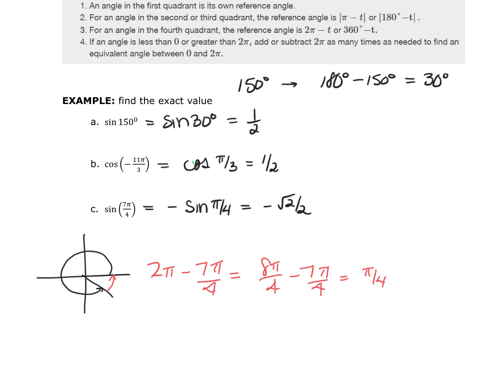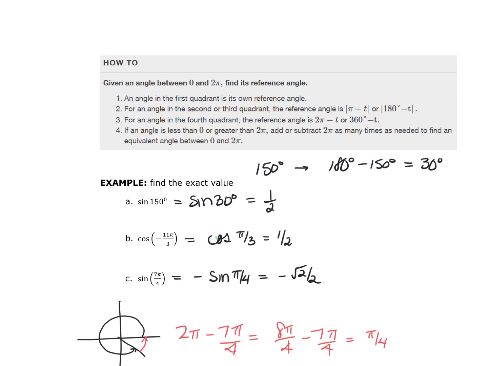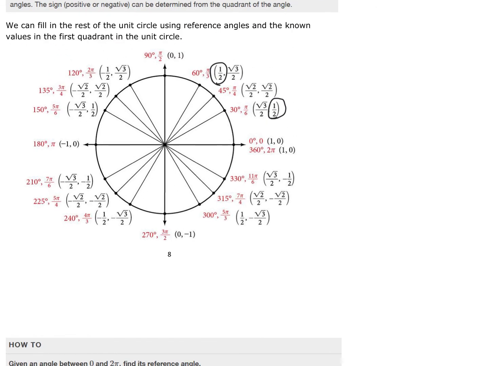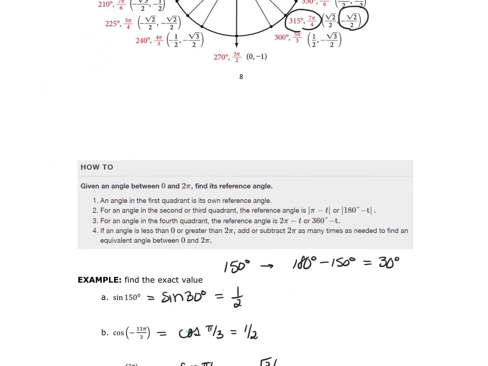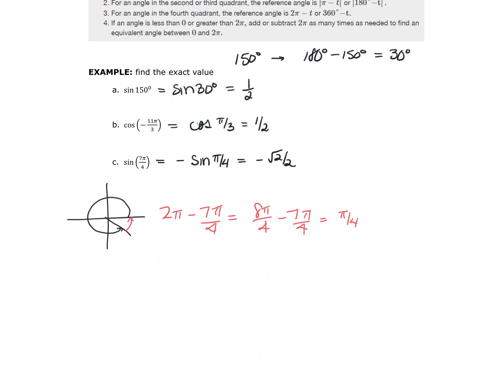And so I found my exact values using reference angles, and I actually didn't have to go to any of the other angles besides using the first quadrant and reference angles. Now, I totally could have done C by going over here and saying, where's 7 pi over 4? Well, here's 7 pi over 4, and here is my y value associated with 7 pi over 4 on the unit circle. So I could have done that as well. I can do it with reference angles, or if I have my unit circle in front of me, as long as it lands on the unit circle, I can just find that value from the unit circle.